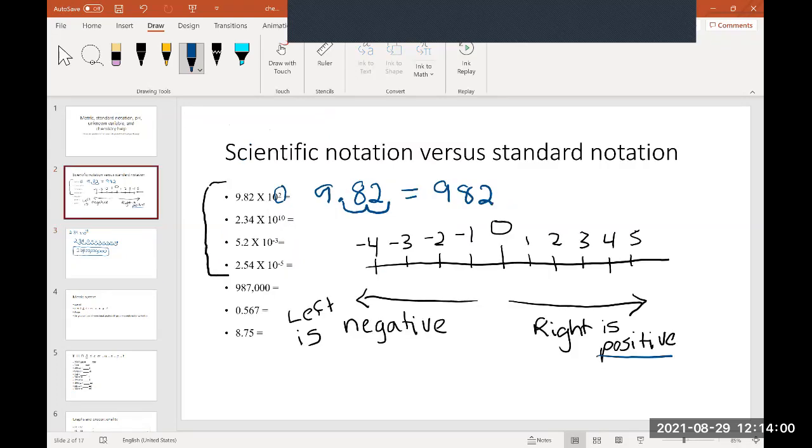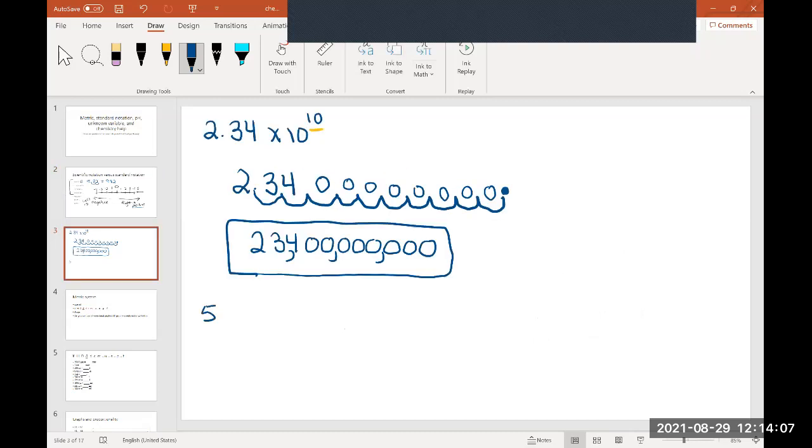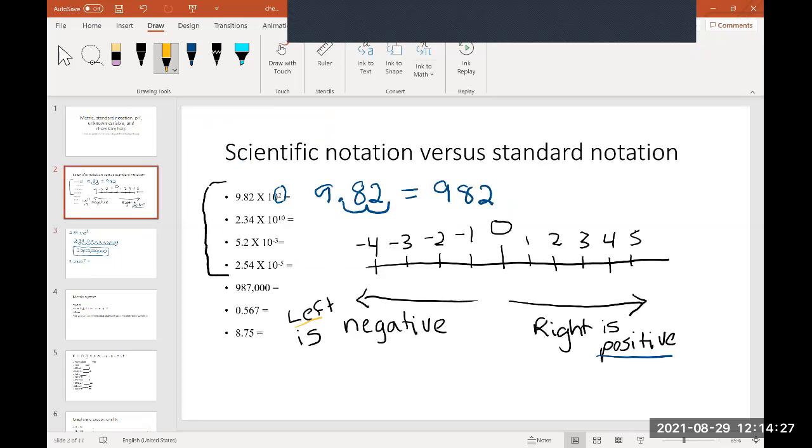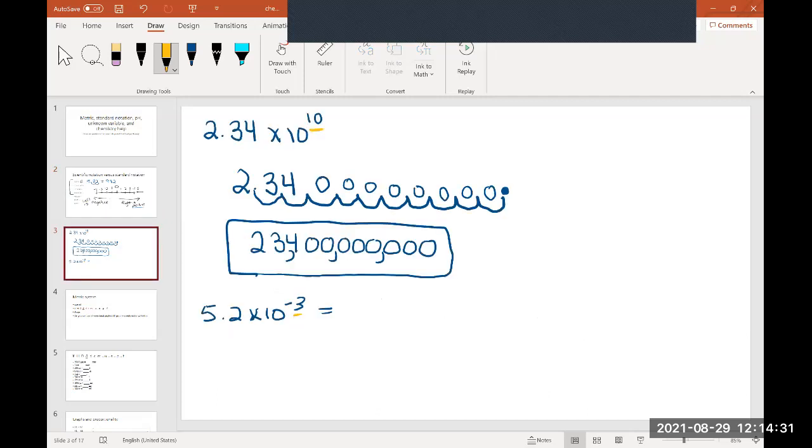Well, what about this 5.2 times 10 to the negative 3? Let's work on that one. First of all, again, look at that number in the superscripted position. Is it negative or positive? It is negative. And remember, when it's negative, we go left. So now we have to move our decimal place 3 places to the left.